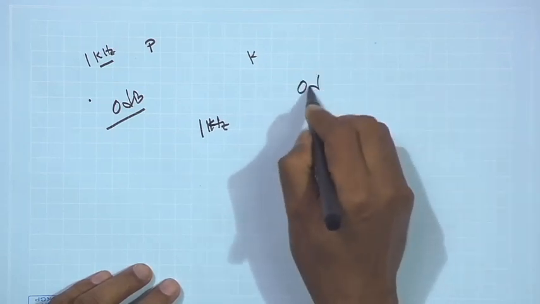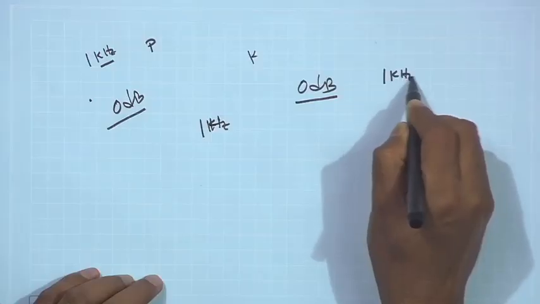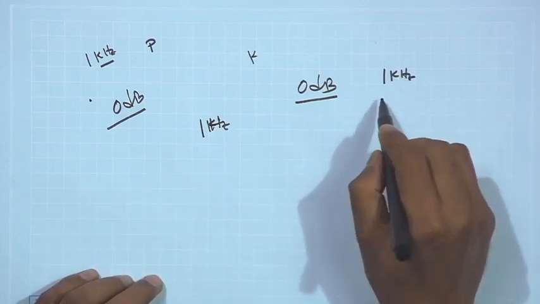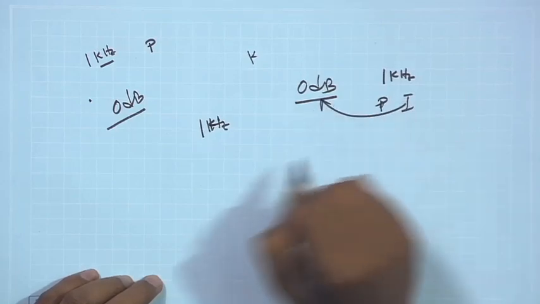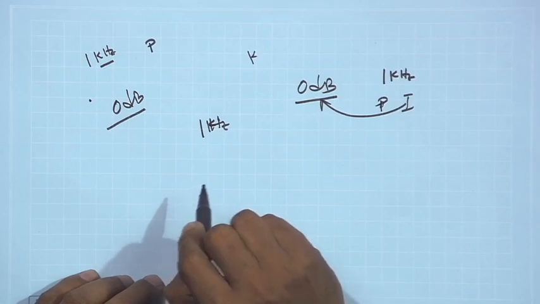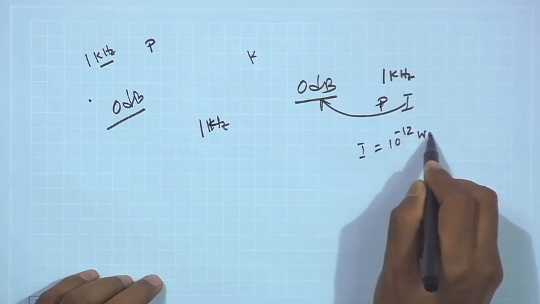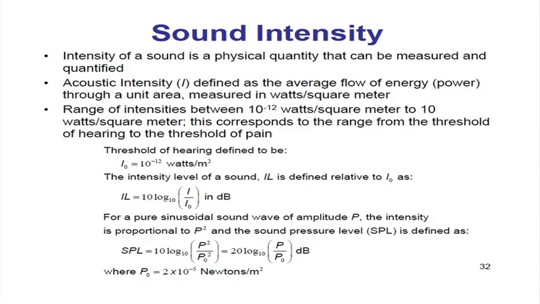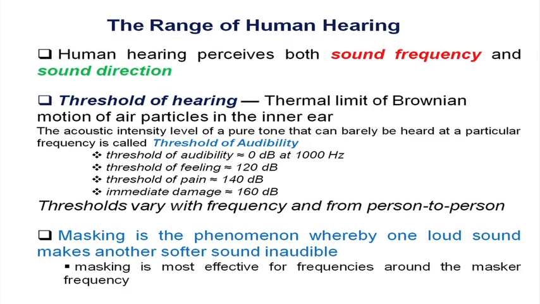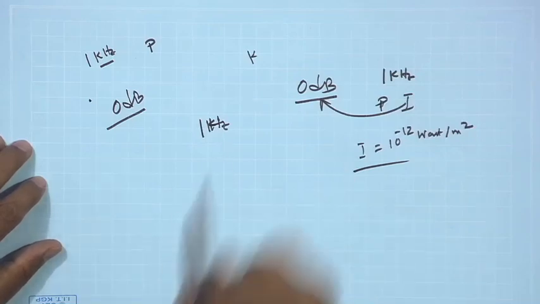Once I say 0 dB, it is not defined for all frequencies. 0 dB means I take a 1 kilohertz acoustical monotone signal and find the intensity I which just creates a sensation in the human being; that I call 0 dB. That I is 10 to the power minus 12 watt per meter square. Okay. So, this is the threshold of hearing, and that is defined by 0 dB. So, what is dB?